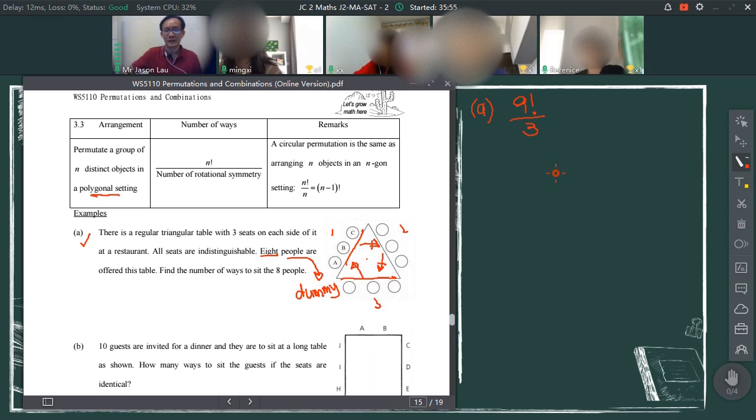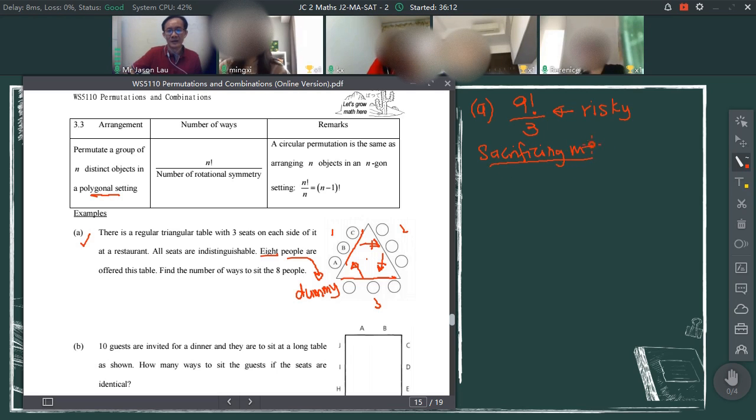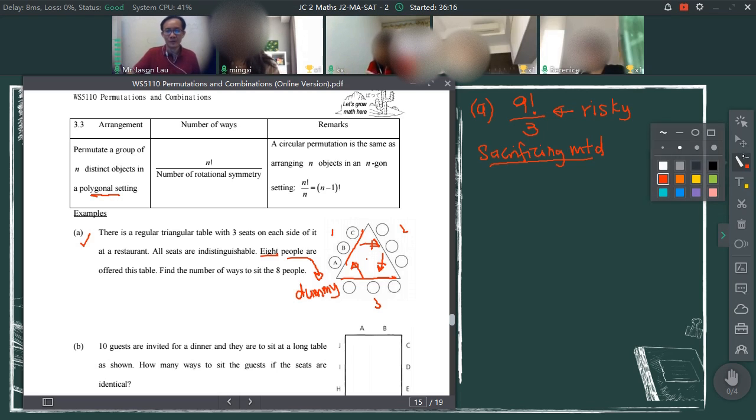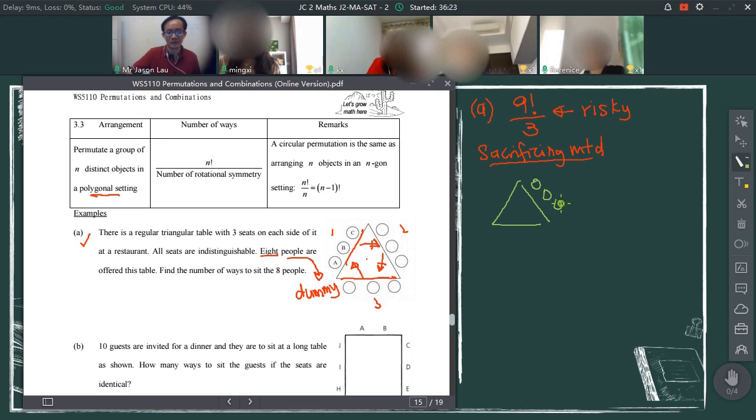Okay, but this formula is risky. If you just code the formula, it will be risky. So another way you can do it is through the sacrificing method. Again, an unfamiliar method. This unfamiliar method is good in many situations. Whenever you find something strange, you may want to try it out. So how do we use this sacrificing method to do it?